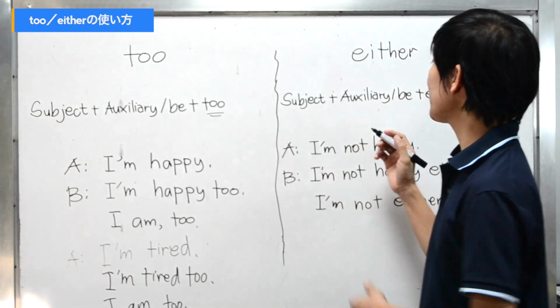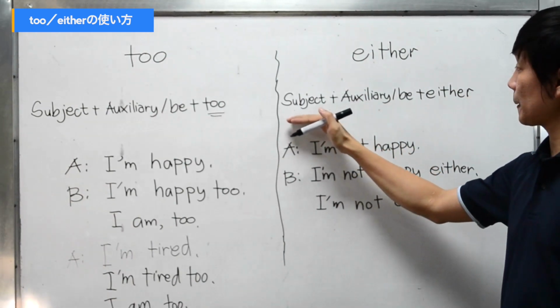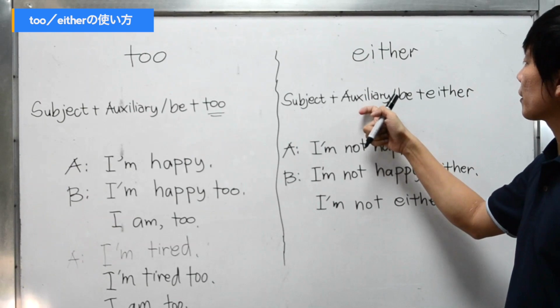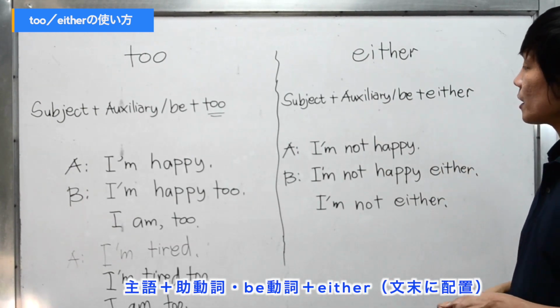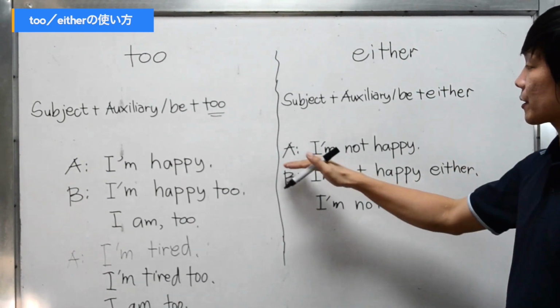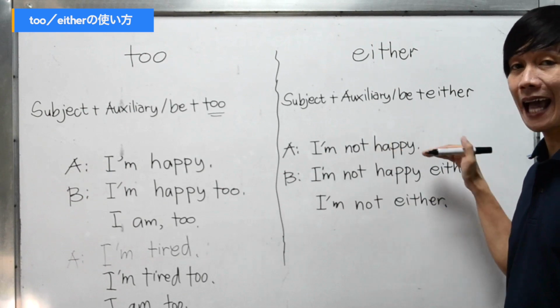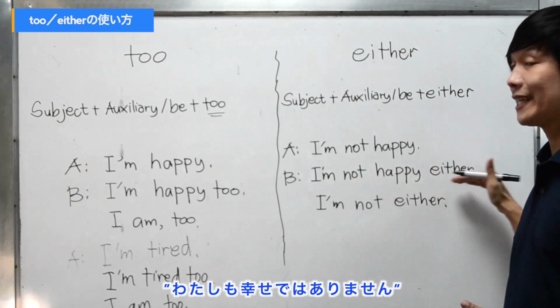Now let's proceed to either. So here is the structure. So subject first, and then auxiliary or the be verb plus either. So we have here an example. The speaker says, I'm not happy. Your response would be, I'm not happy either.